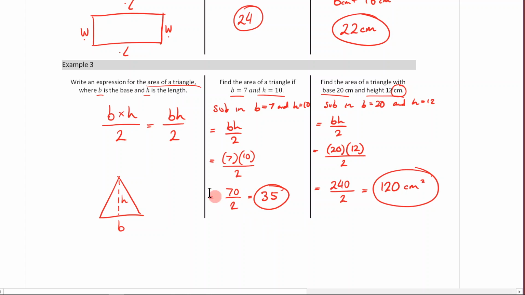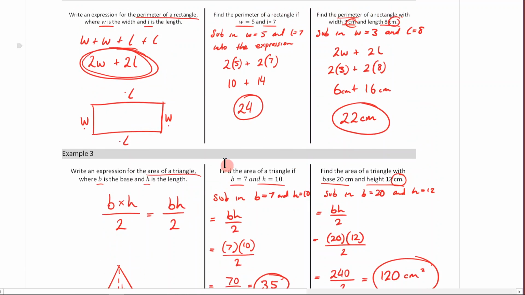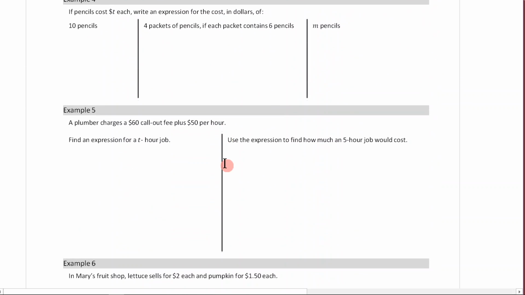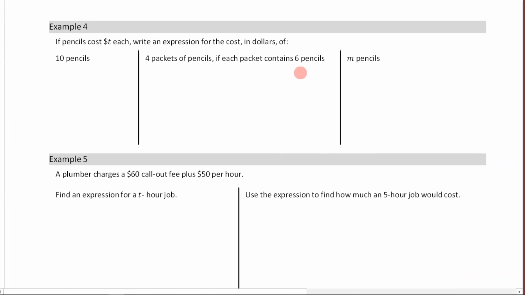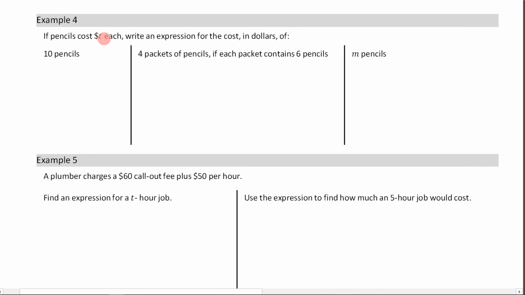Let's zoom out and let's just appreciate what we've done so far. We have been creating expressions and then substituting in values to figure it out. Let's just go through a few more examples just to make sure you really understand what's going on here. It says, if pencils cost $t each, write an expression for the cost in dollars of 10 pencils. Well, if they all cost $t each and I want to buy 10 pencils, it's going to be 10 times $t, which is going to be equal to 10t. And you might even want to put a dollar sign there because it's how much it costs. Next, so that's my answer.